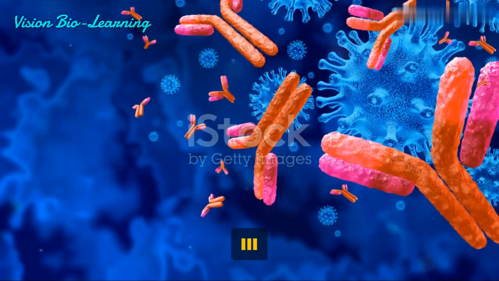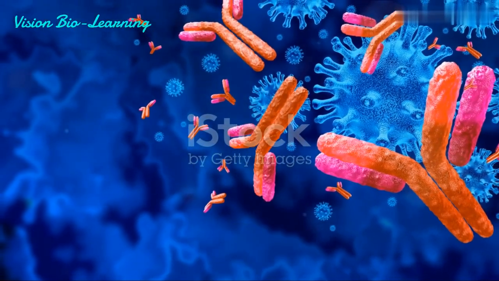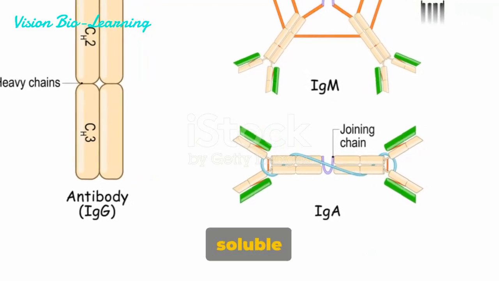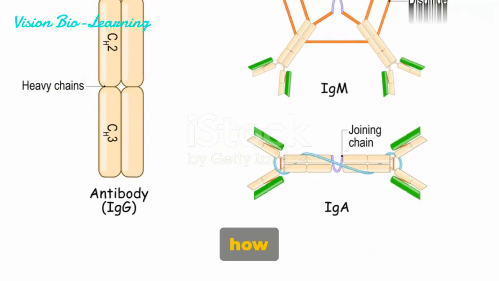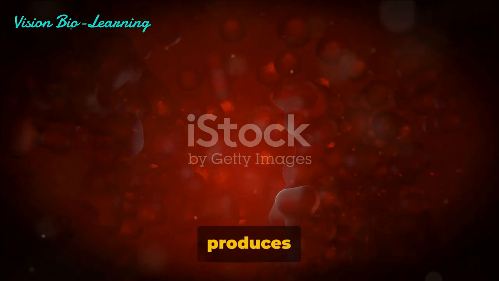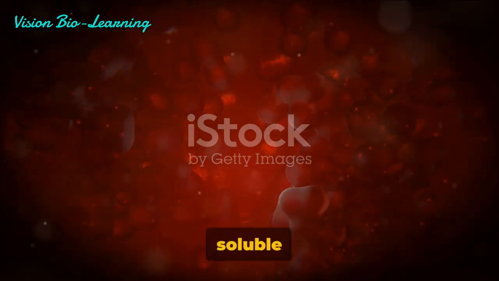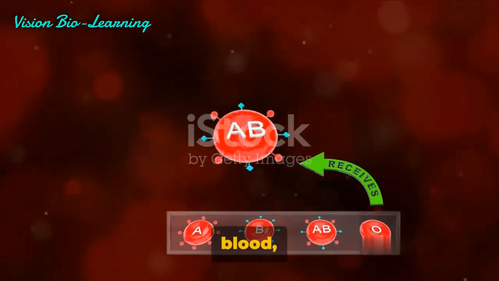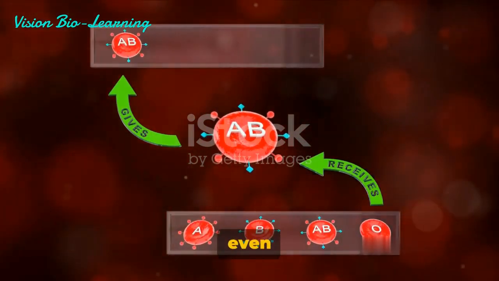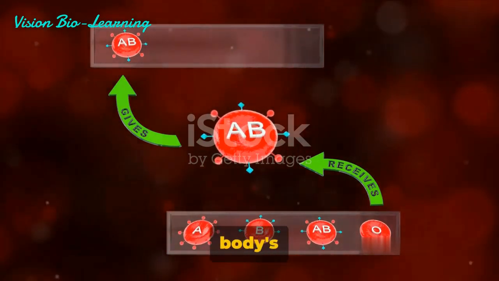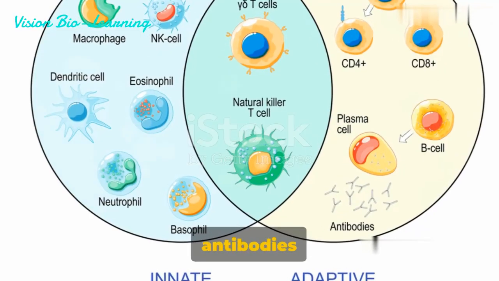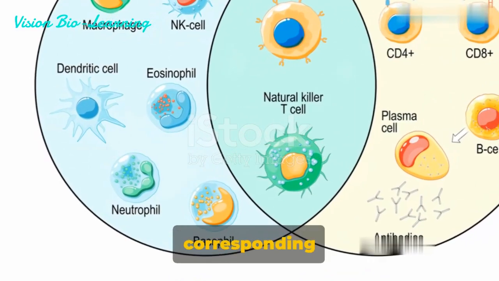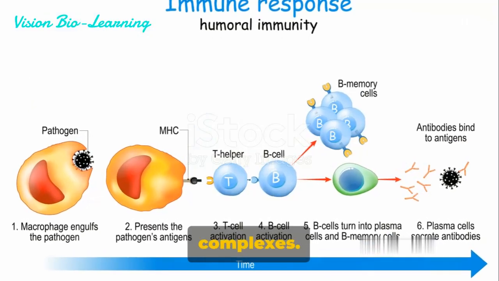Now we come to type 3 hypersensitivity reaction, known for its reaction against soluble antigens. Here's how it works. The immune system produces antibodies, specifically IgG, in response to these soluble antigens. These antigens could be anywhere, in the blood, on the surfaces of cells, or even just floating around in the body's fluids. When these antibodies bind to their corresponding antigens, they form immune complexes.